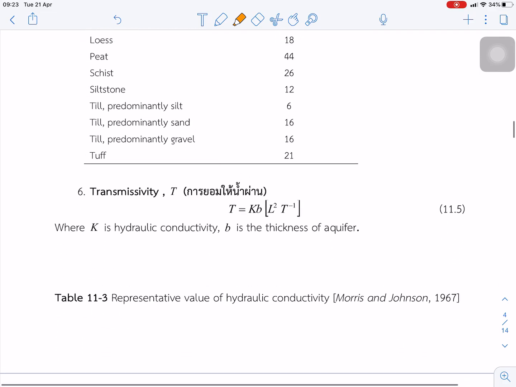And the last property is the transmissivity. It is from the hydraulic conductivity. Later on we're going to discuss about this: what is the hydraulic conductivity and where it comes from. Now B means the thickness of the aquifer. So we can estimate the transmissivity.